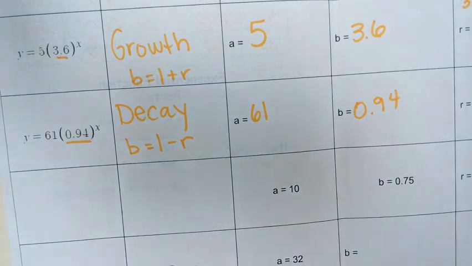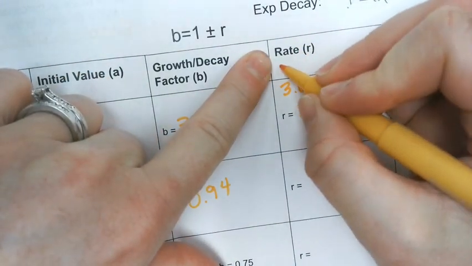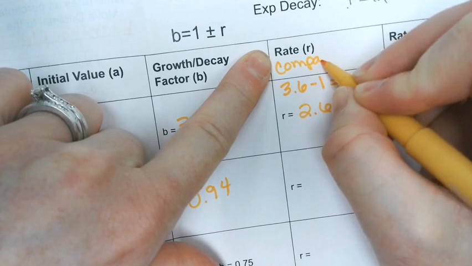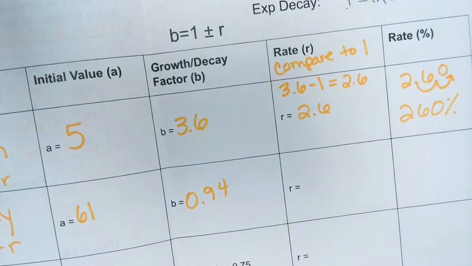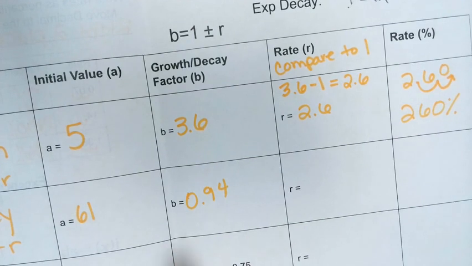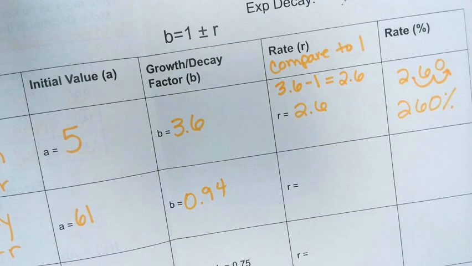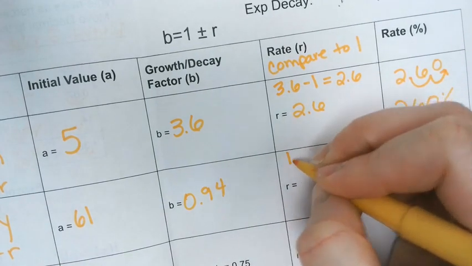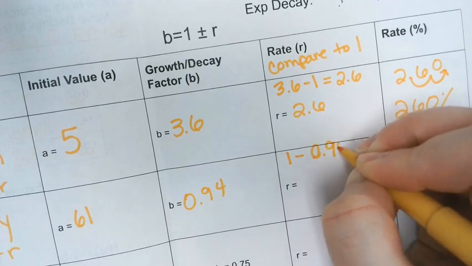And then our rate is comparing it back to 1. So I want you to find the rate by comparing to 1, like the number 1. How far away is your B from 1? Yeah, 6. So you do 1 minus 0.94.